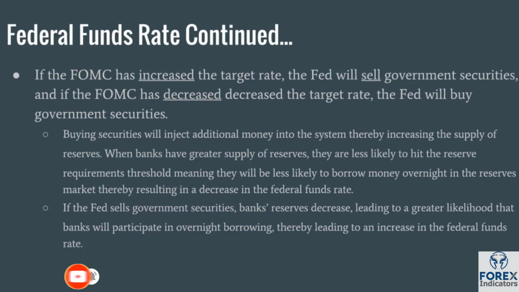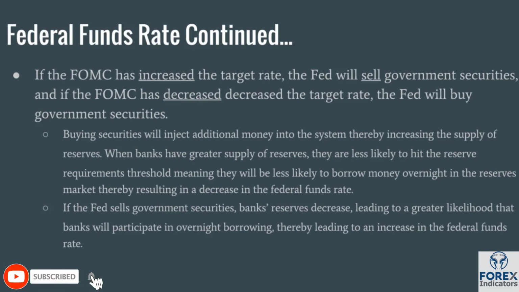Let's discuss the most common tool the Fed will use to influence the direction of rates. So if the FOMC has increased the target rate, the Fed will sell government securities, and if the FOMC has decreased the target rate, the Fed will buy government securities. The underlying effect is buying securities will inject additional money into the system, thereby increasing the supply of reserves.